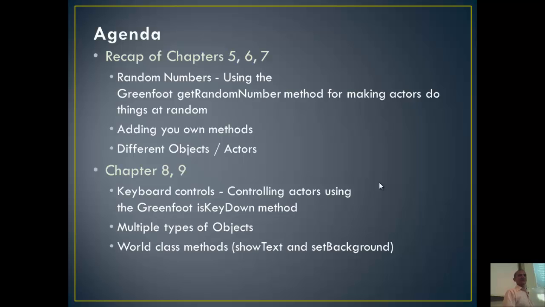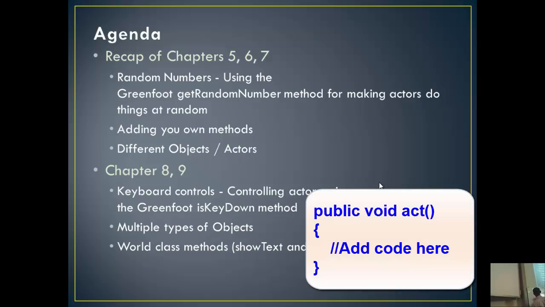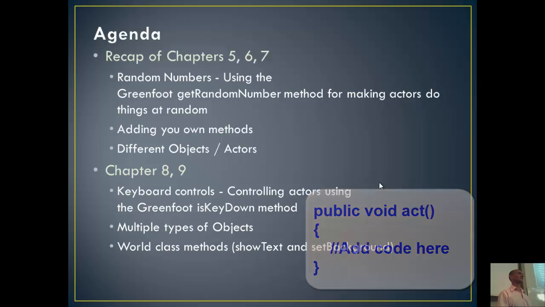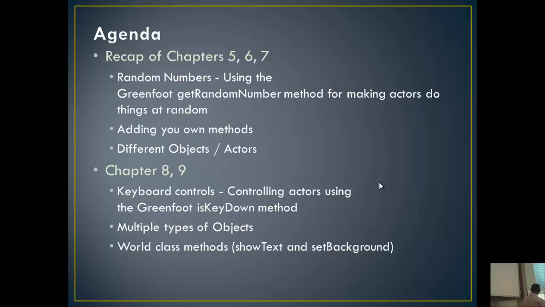Then we looked at adding your own methods. Adding your own methods means first of all you need to know that there is a default method for every property or actor. Your default method is the act method, but you can add new methods, other methods, right at the bottom of that. That is basically adding new methods.